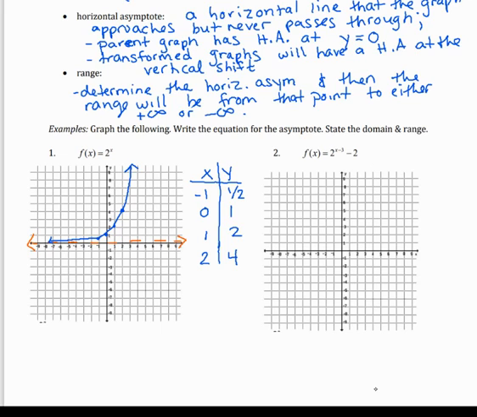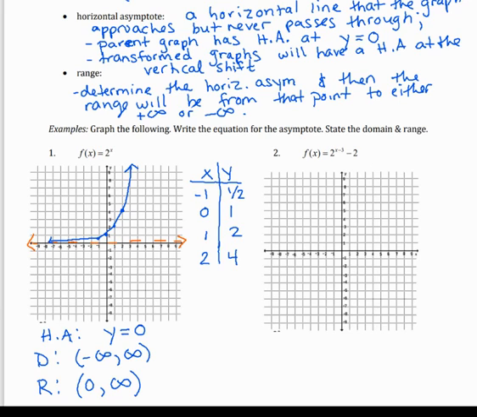So what is the equation then for the asymptote? That horizontal asymptote will have an equation of y equals 0. The domain for exponentials is all real numbers. And the range in this problem is, because it's exponential growth, because that base is 2, from 0 to infinity. And now notice 0 isn't included. I can never raise 2 to some power to give me 0. So 0 is not included.